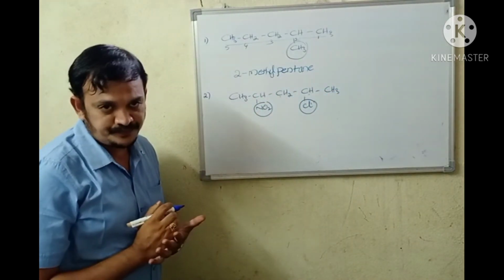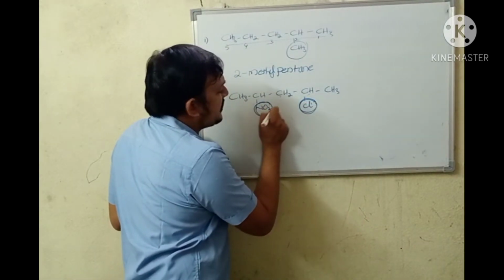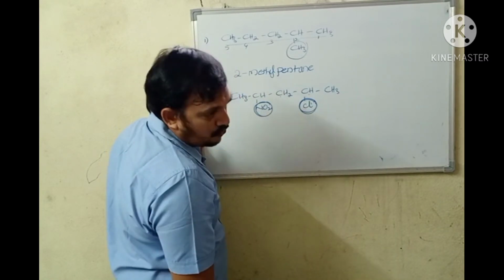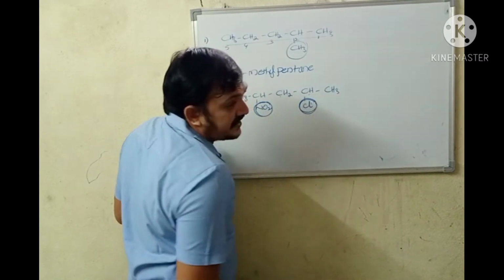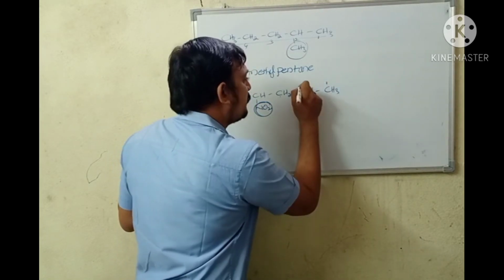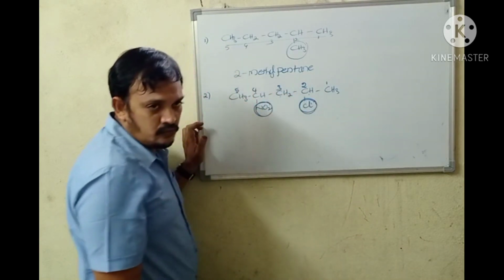Then what do you have to do? See the names of these substituents here: chloro and nitro. C of chloro comes first in alphabetical order, then N of nitro. In that case, I will give priority to chlorine to get the lowest number. So numbering is to be done from right to left, 1, 2, 3, 4, 5.